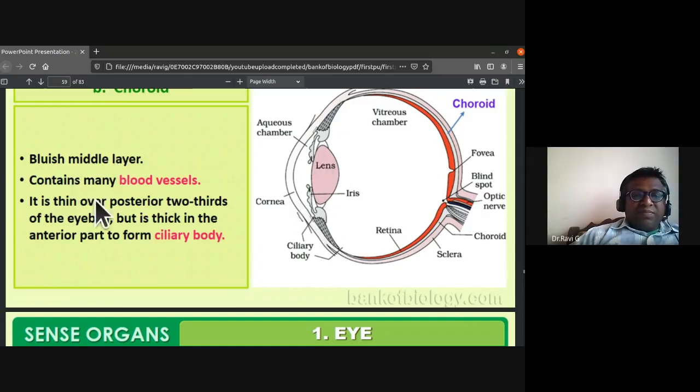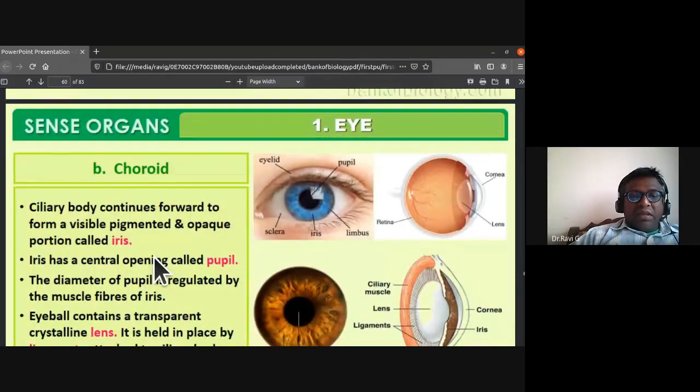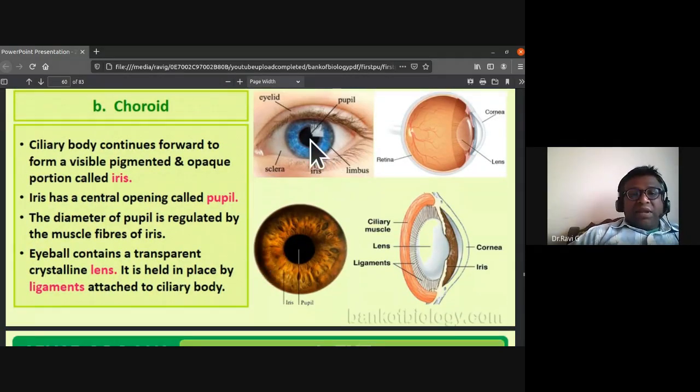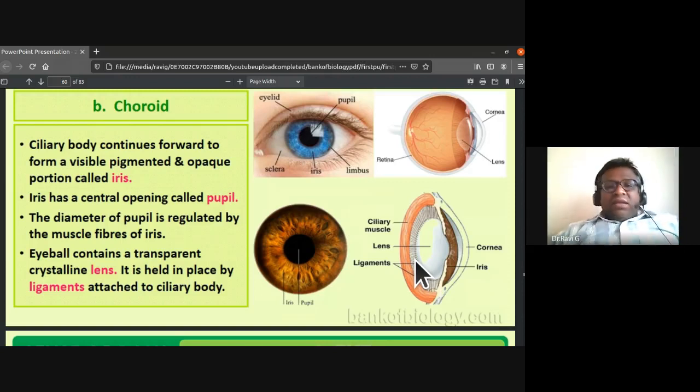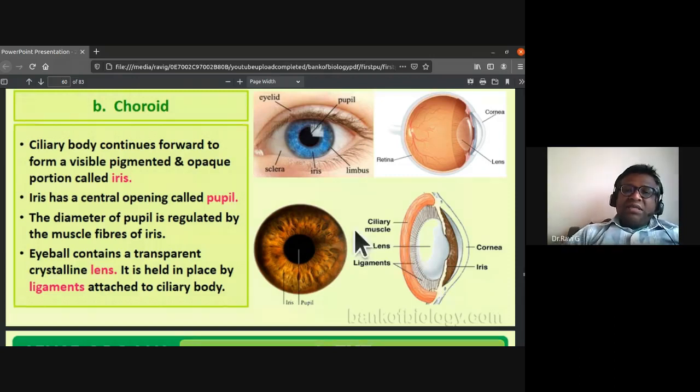So the lens is present. The eyeball contains a transparent crystalline lens, which is held in place by ligaments attached to the ciliary body.